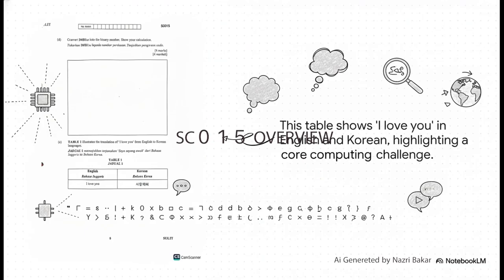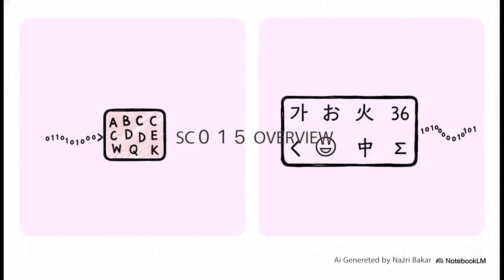Okay, so numbers are one thing. But what about, well, everything else? How on earth does a computer represent all the different letters, symbols, and characters that make up every single language on the planet, from English to Korean? Well, the solution is basically a kind of universal translator for computers. An early system, you might have heard of it, called ASCII, used 8 bits, and that was great for English, but it just wasn't big enough for languages like Korean that have thousands of unique characters. So we needed something bigger.